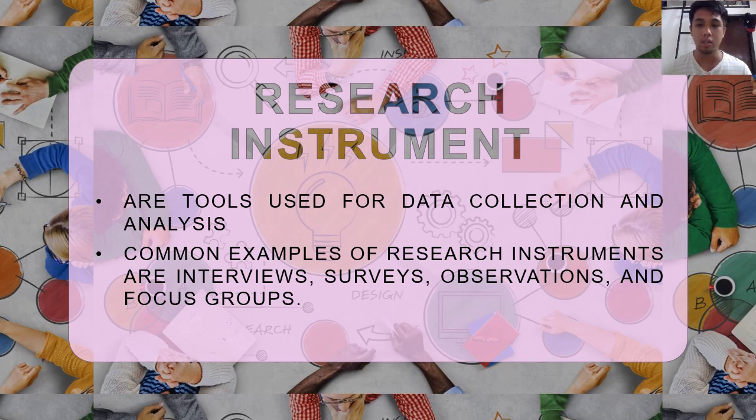So what is a research instrument? Research instruments are tools used for data collection and analysis. Common examples of research instruments are interviews, surveys, observations, and focus groups. So when we are conducting our study, we have a research instrument also because it is one of the tools that we can gather data from our respondents. Without a research instrument, we cannot conduct our study.